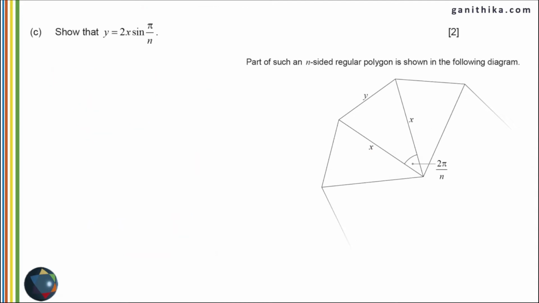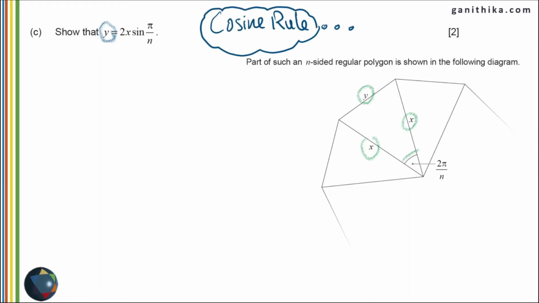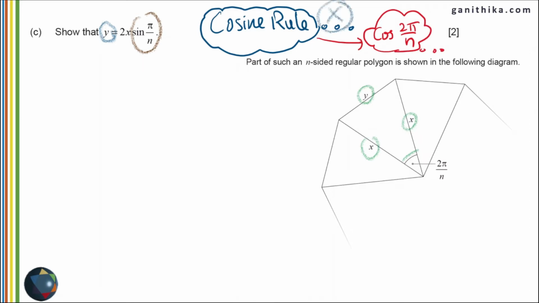The next question is asking you to write the side of the polygon in terms of x and n. When you look at the diagram, the y is here and x and the angles are here. So 3 sides and 1 angle is what you have. So you would think of going for the cosine rule. But in the cosine rule, you can notice that you will not get a sine value, but you will get cos of 2 pi over n. It's not even pi over n, but you will get 2 pi over n.